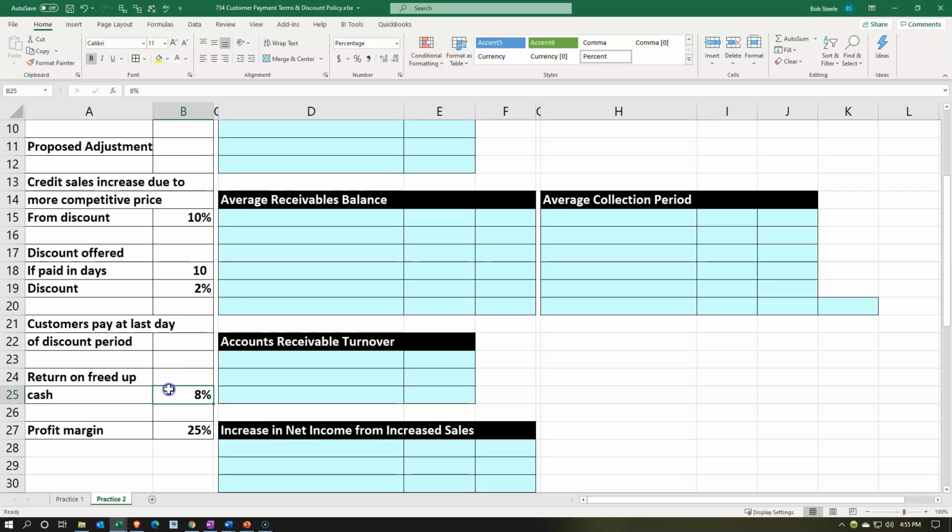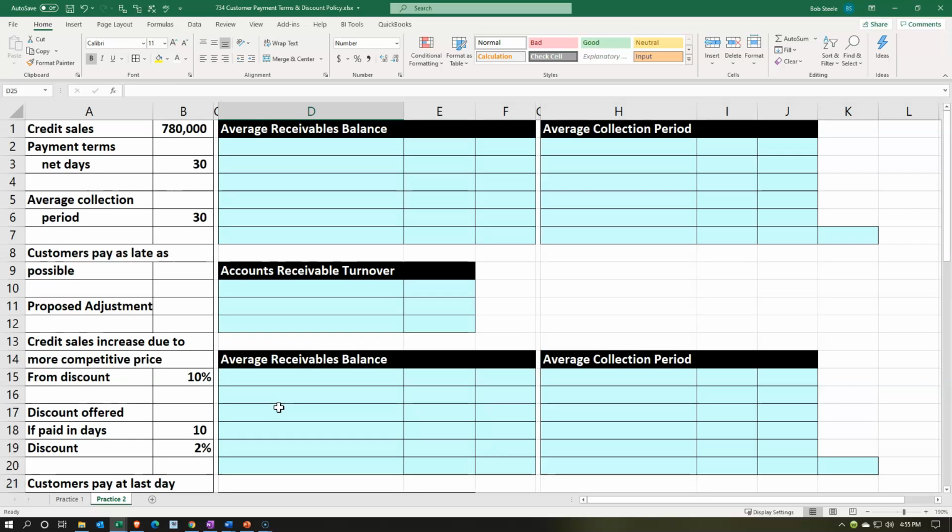Then we're going to take that freed up money and we're going to get an 8% return on the freed up money. And then we're going to say that the gross profit is 25%. So we can think about what we're going to get in terms of the sales after expenses related to it. Okay, first part is the same. We want to figure out what the accounts receivable will be. I'm going to do that with the discount calculation.